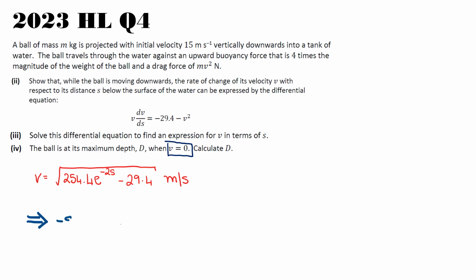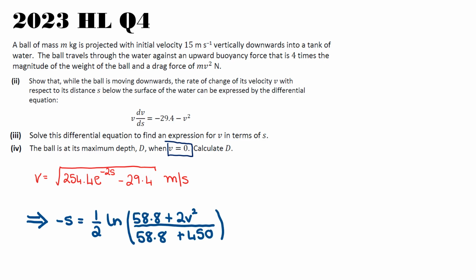So we did have a line that looked like this. Minus s is equal to minus half the natural log of (58.8 plus 2v squared) all over (58.8 plus 450). Now what that does is it allows us to get an answer for s much quicker. So it turns this into an easier sum. All I'm going to do is bring that minus across, and we have the natural log of 58.8 plus 2 times 0 squared. So that's just going to disappear.